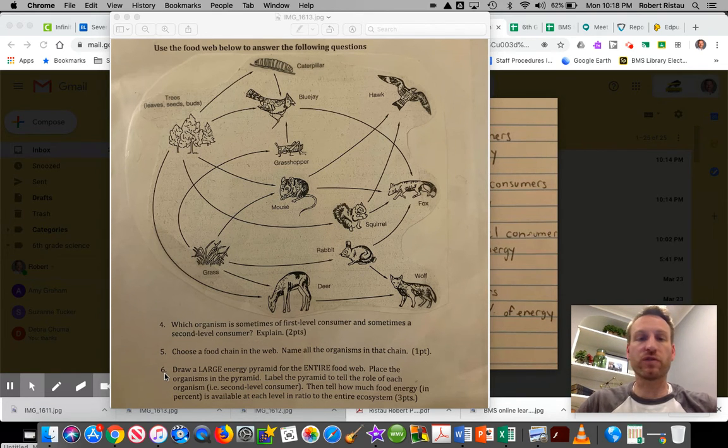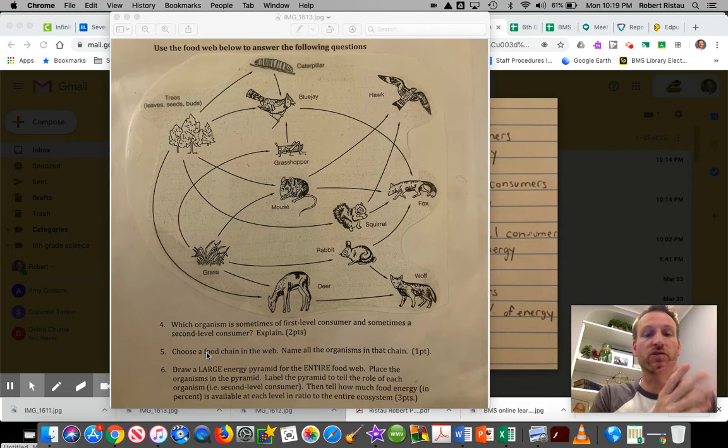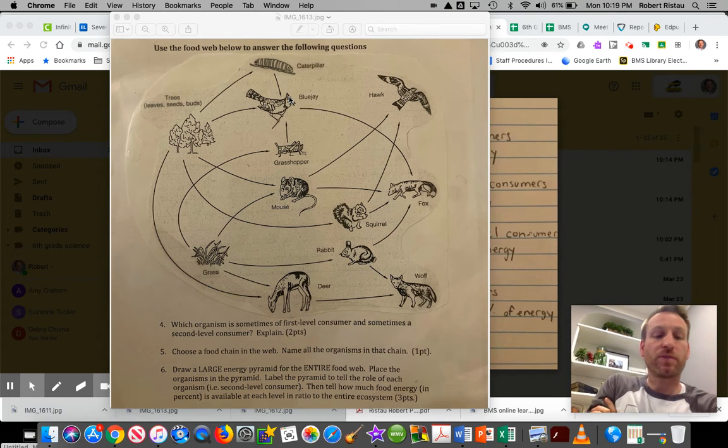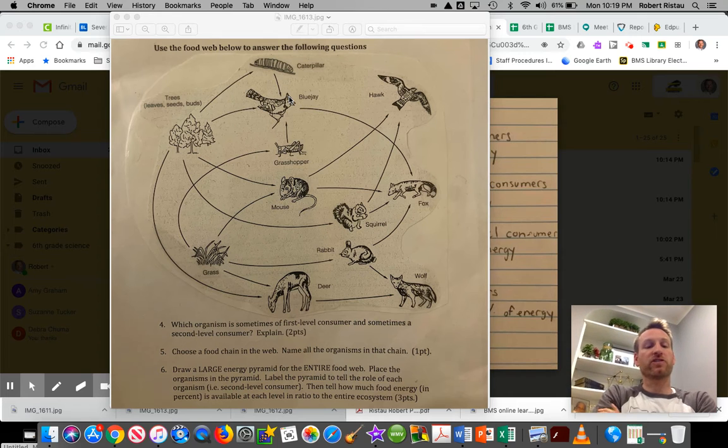I know you don't have yours in front of you. Hopefully you can kind of remember what you did. I'm really not even going to spend a lot of time with 4 and 5 because I think 99% of you got those correct. So 4 was just asking about a first and second level consumer, and that's the Blue Jay, which you guys got. So the Blue Jay here. And that's actually going to play into number 6. And 6 is where we ran into some problems for some of you.